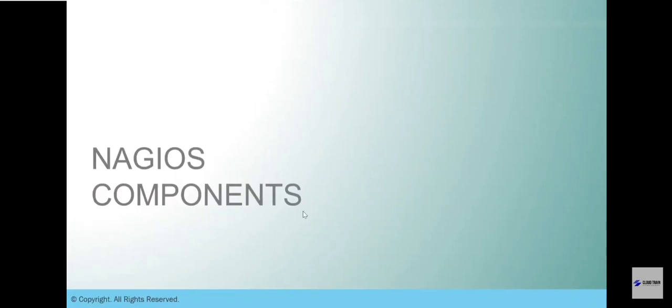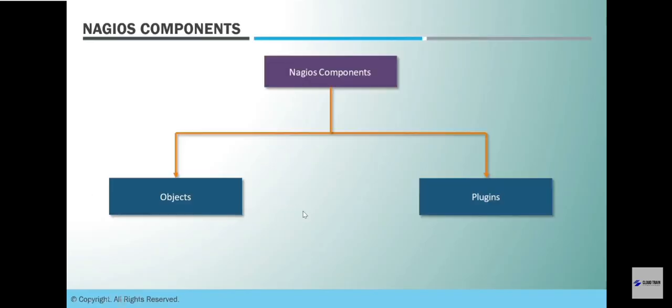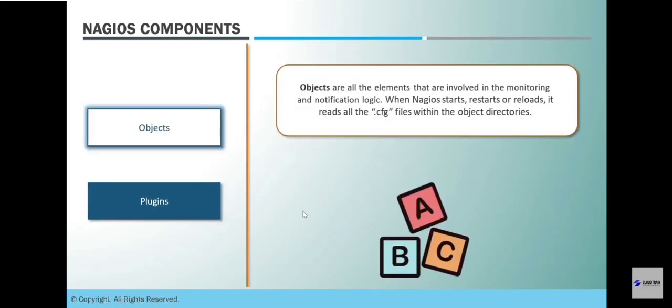Let's talk about various Nagios components that are required for its functioning. At a major level, Nagios has two types of components. One is objects and one is plugins. Objects are the elements that are involved in the monitoring and notification logic.